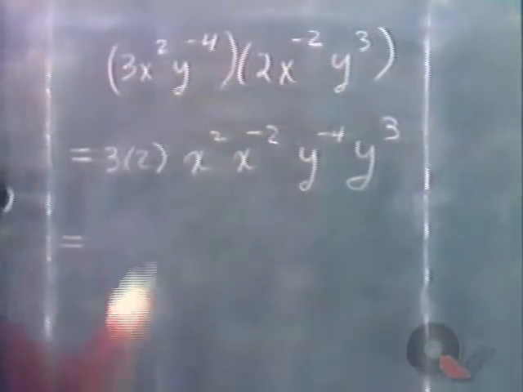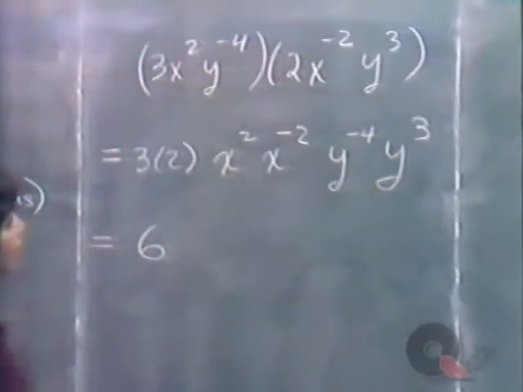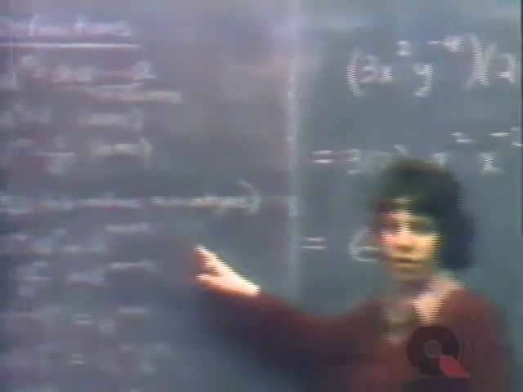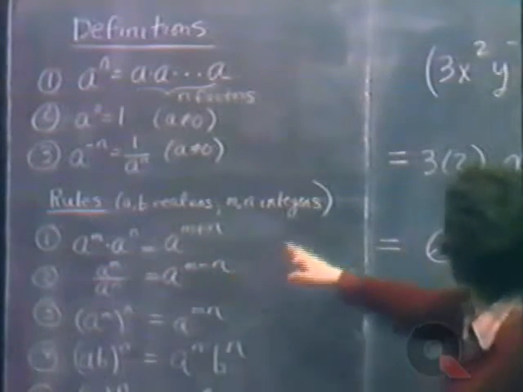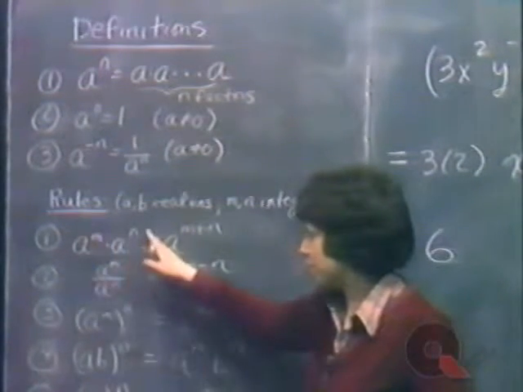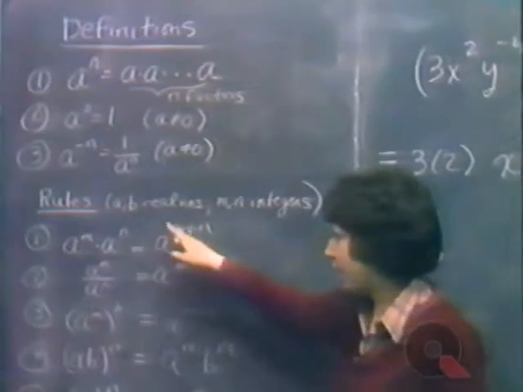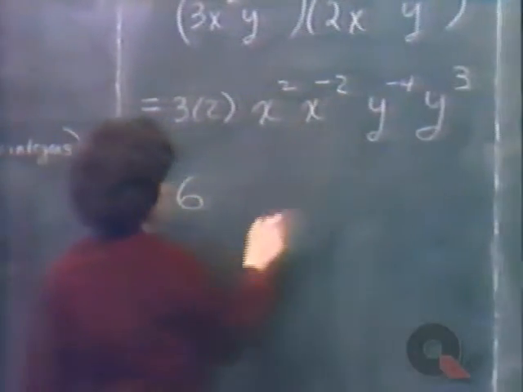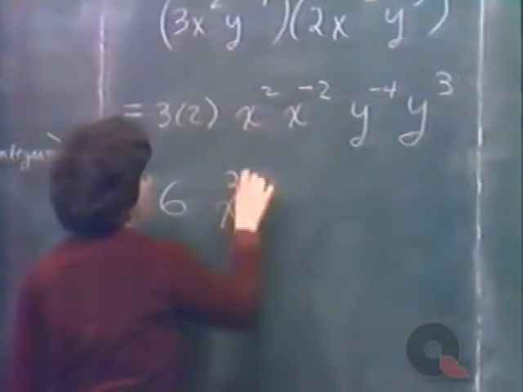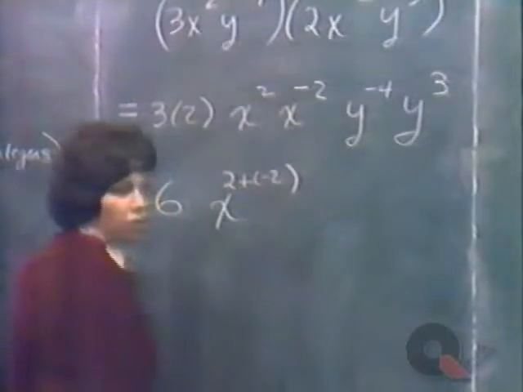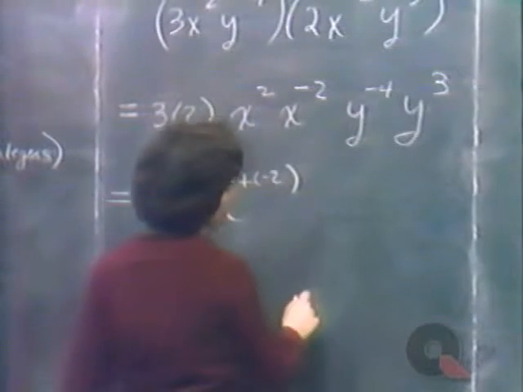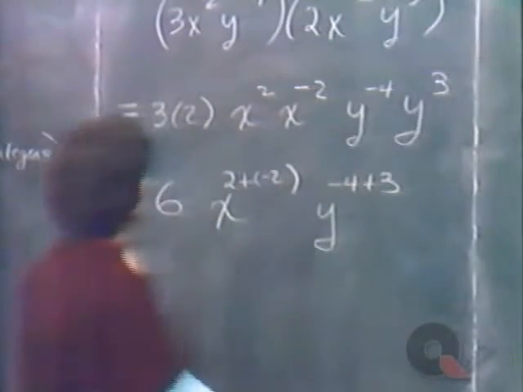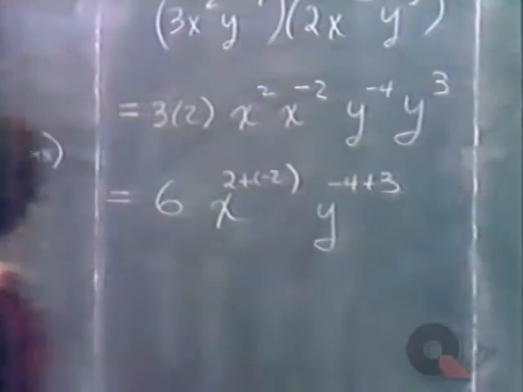Now, 3 times 2, that's, of course, just 6. x to the 2 times x to the minus 2. This is an example of rule 1. We have the same base. We will keep the base x and add the powers. And the same thing on the y's. y to the minus 4 times y to the 3 is y to the minus 4 plus 3. Okay, so we used rule 1 twice.